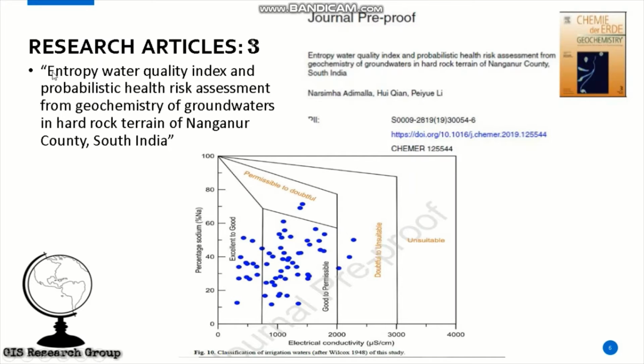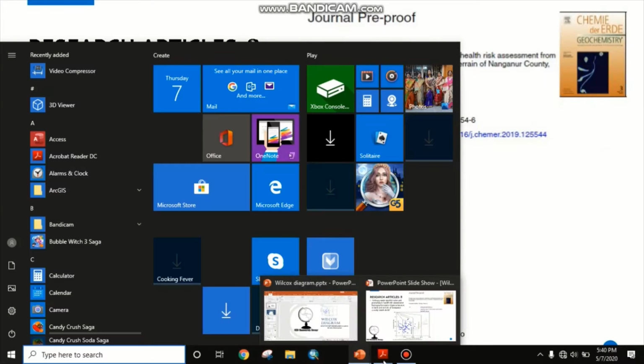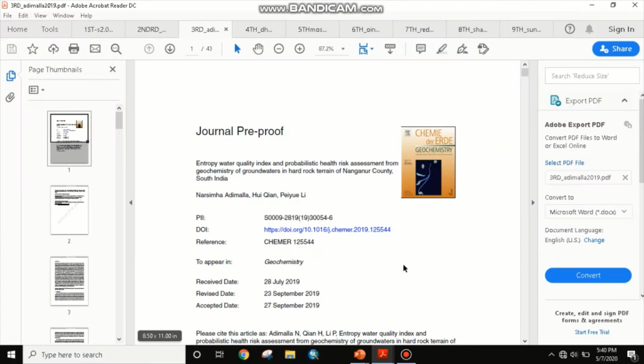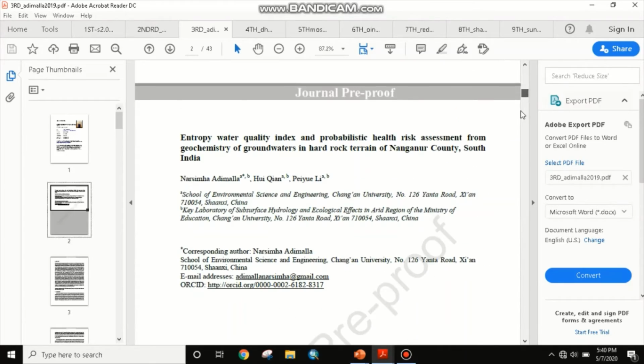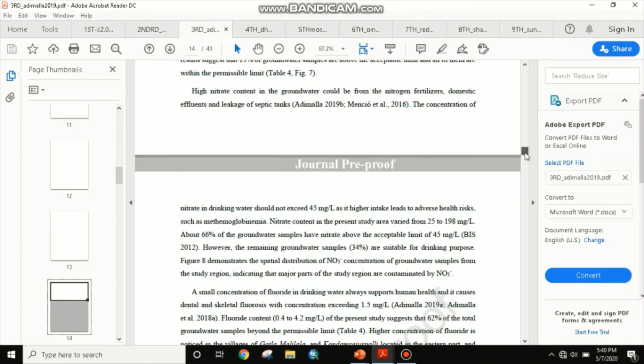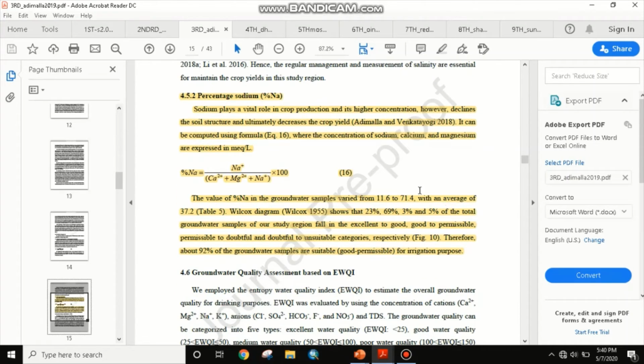So the third article, the title is Entropy Water Quality Index and Probabilistic Health Risk Assessment from Geochemistry of Groundwaters in Hard Rock Terrain of Nanganur County, South India. So we'll see this paper. This paper is located over here. So this is the title, South India. Straightaway we will go to the Wilcox section. Here they have given the interpretation of the Wilcox diagram.